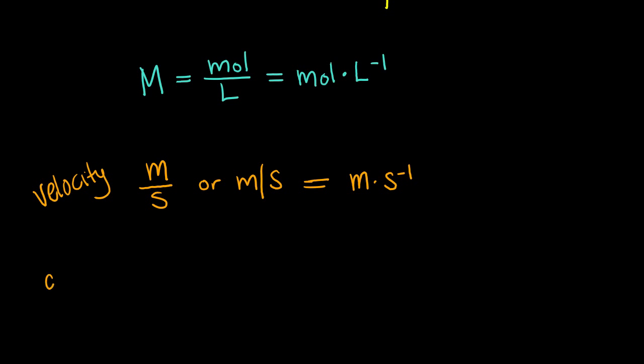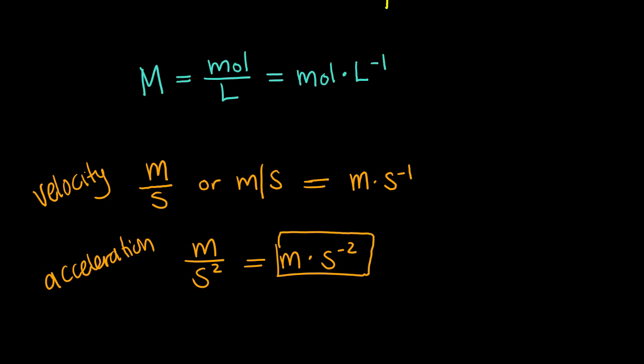Acceleration would be the units of meters per second squared, which we know now could be represented as meters times seconds to the negative 2. When you see representations such as these, don't freak out about if they are more difficult than what you're traditionally used to. They are simply another way to represent what you already know.